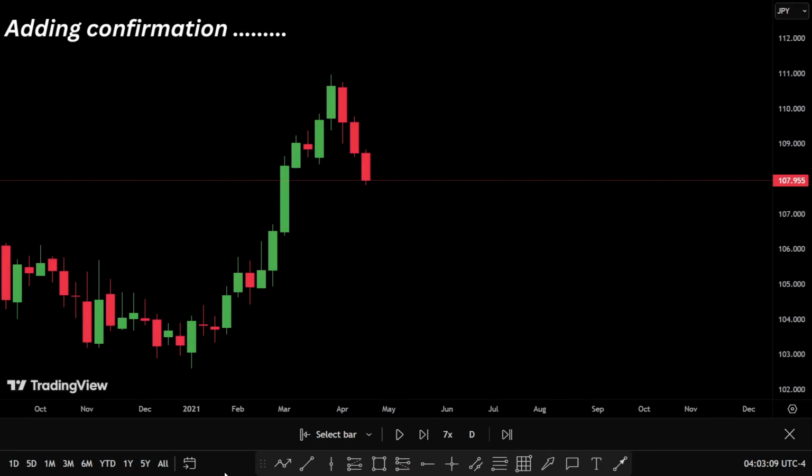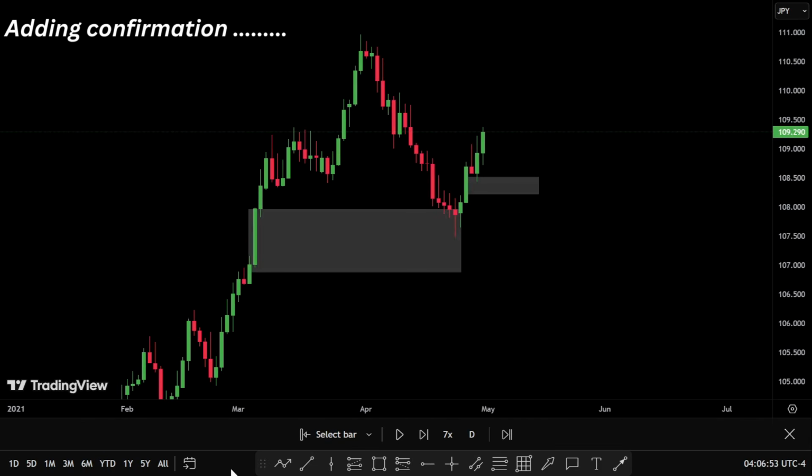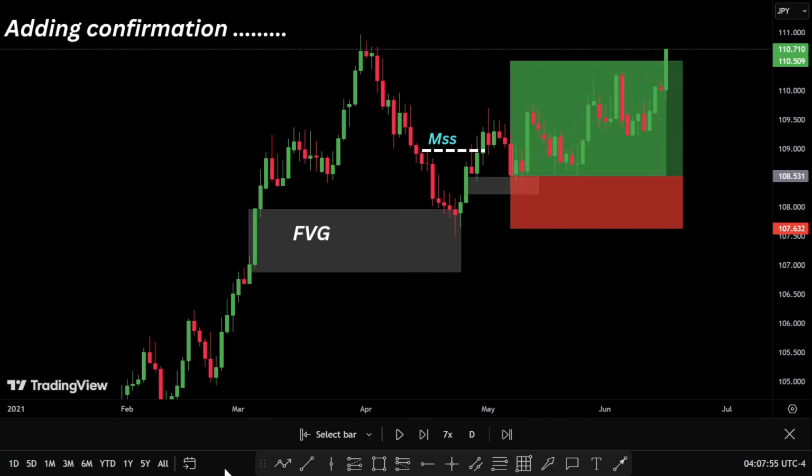Adding confirmation, the real edge. Now here's where things get even better. Instead of entering blindly, you wait for confirmation. For example, if you expect price to move higher, identify your point of interest, wait for price to pull back into that area, then drop down to a lower time frame and look for a bullish shift in market structure. Once the lower time frame aligns with the higher time frame trend, that's your signal to buy. If you expect price to drop, wait for clear signs of weakness before entering. This simple step can dramatically improve your results. Better entries, better risk to reward, higher probability trades.